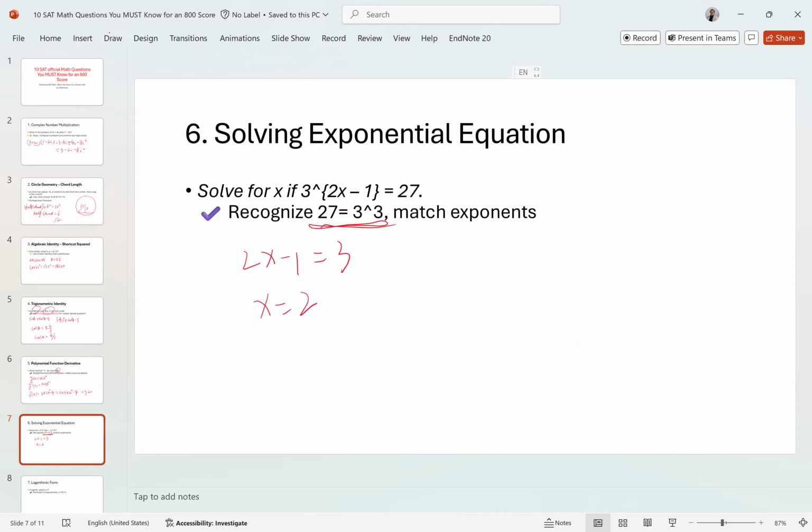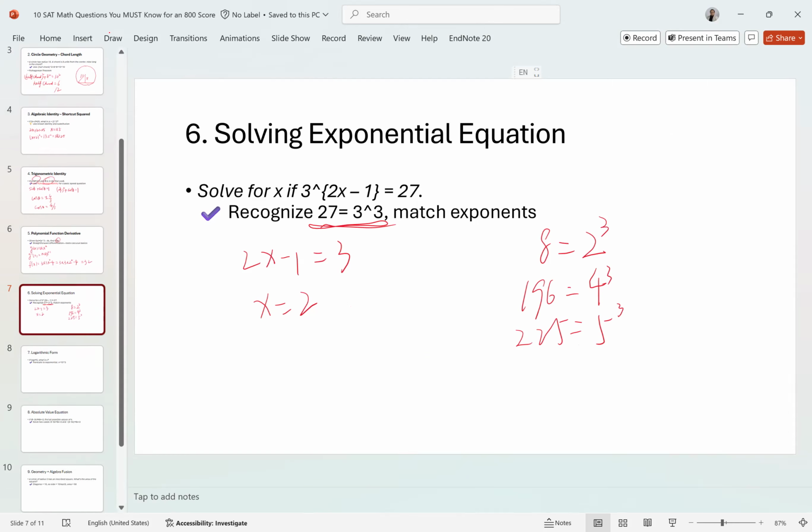We should be quite familiar with such rules, and other similar rules, such as 8 equals 2 cubed, right? And for 4 cubed, what's the value of this one, right? It's 196. And for 5 cubed, it is 225, right? We should be familiar with and memorize such rules.